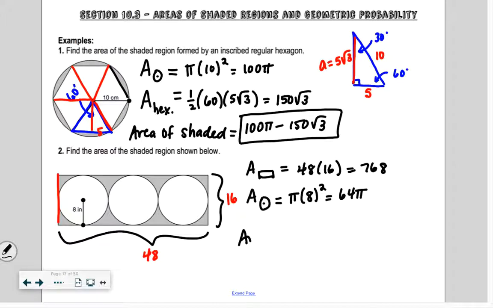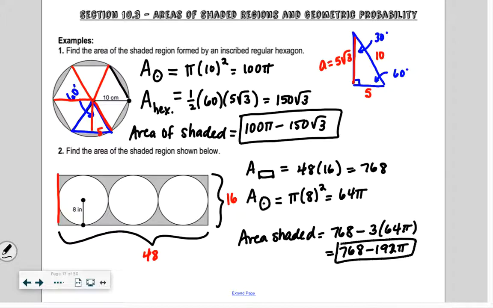So in order to find the area of the shaded region, we need that entire rectangle, 768, and we want to subtract out 3 of those 64 pi's. So if you do 3 times 64, you end up getting 192. So this answer would be 768 minus 192 pi. And you can leave it like that.